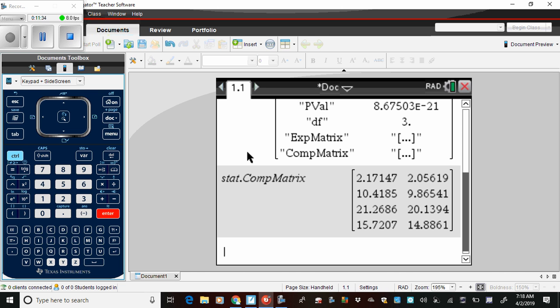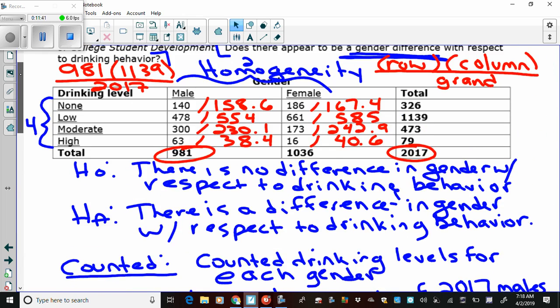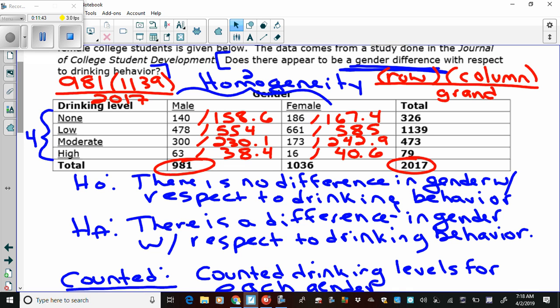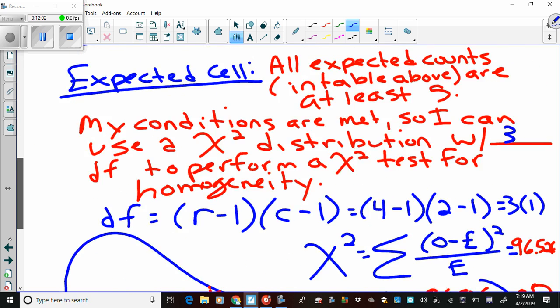So if you go back to your two-way table, that represents this right here, because it was the third row, first and second column. So you can see that more males were moderate drinkers than expected, less females were moderate drinkers than expected. So I'm just going to write that out.